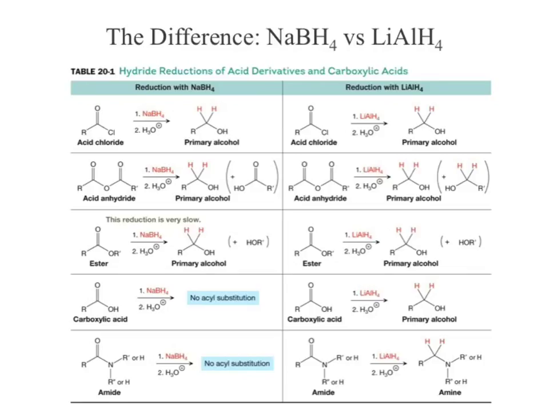Why was it more reactive? There was an electronegativity issue happening between aluminum and hydrogen versus boron and hydrogen. The larger difference in electronegativity between aluminum and hydrogen makes that bond more polar, which makes it then more reactive. What other reasons? The next one's trickier, much, much trickier. Size of aluminum versus the size of boron.